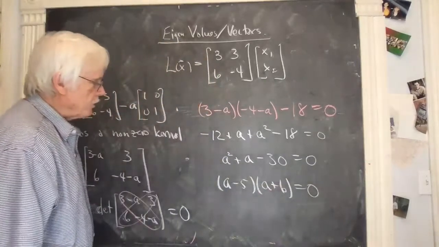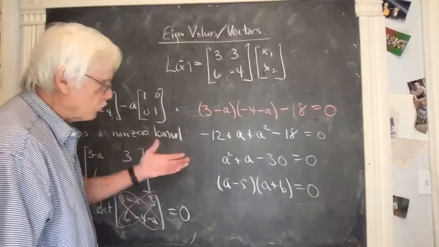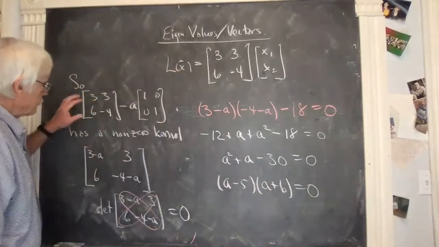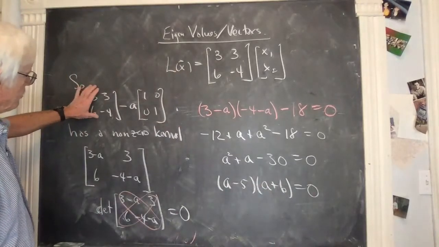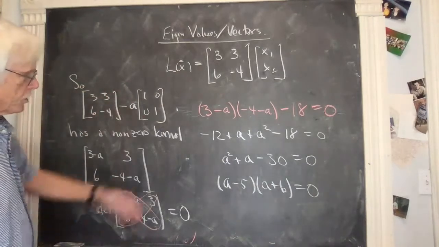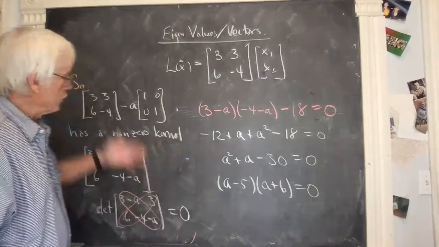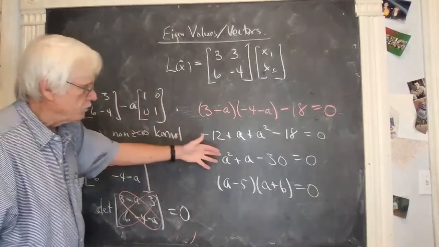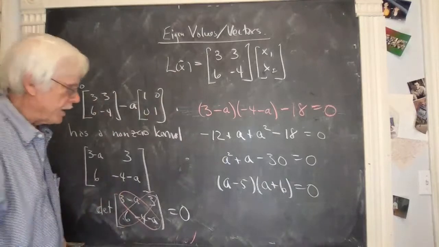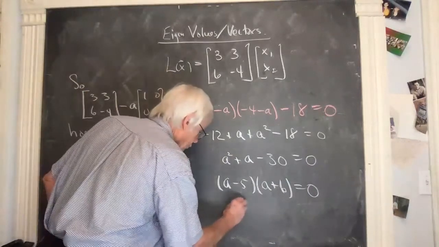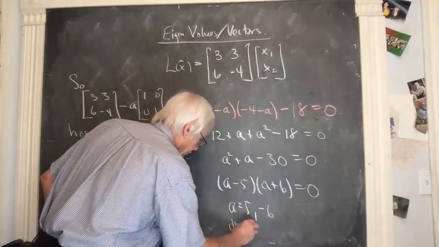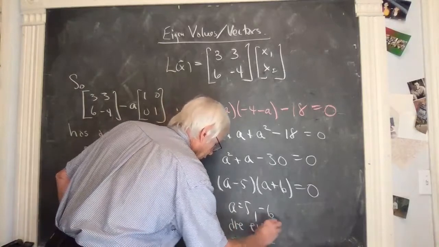And you notice there are going to be 2 possibilities, and only 2 possibilities for A, 5 and minus 6. That's going to be typical, because when you take the determinant of a 2 by 2 with one variable in it, like this, you're going to get a quadratic equation to solve. Or if this was 3 by 3, you would get a cubic equation to solve. So there aren't going to be many of these eigenvalues, but A equals 5 and A equals minus 6 are the eigenvalues.